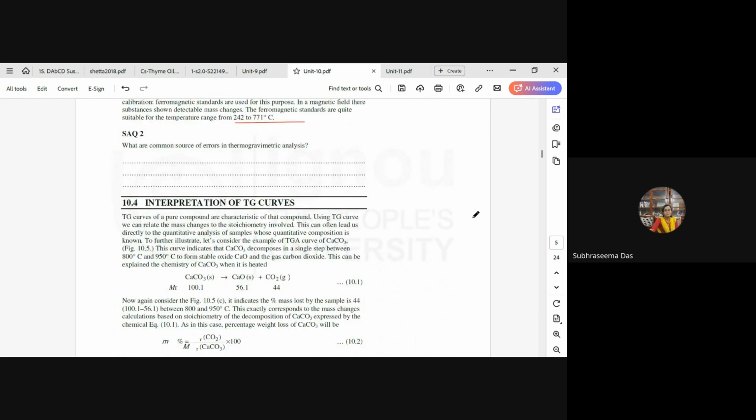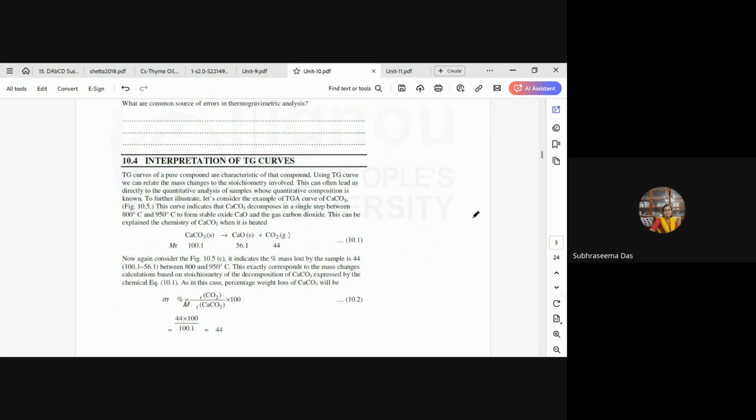Then coming to the interpretation of TGA curves. TGA curves of a pure compound are characteristic features of the compound. Using the TGA plots, we can relate the mass changes to the stoichiometry of the compound that is involved. This can also lead us directly to the quantitative analysis for the compound or the sample that we have taken.